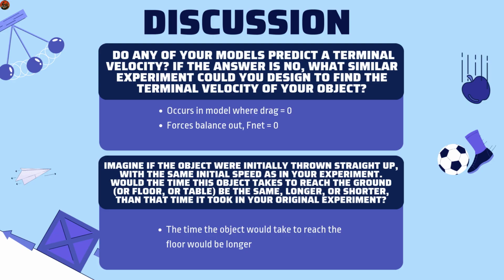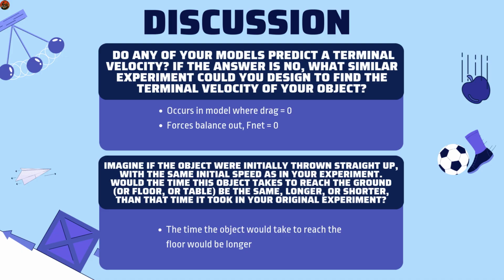For our discussion questions, we see the first one being: do any of your models predict a terminal velocity? If the answer is no, what similar experiment could you design to find the terminal velocity of your object? So terminal velocity occurs when forces balance out for F net to become zero, and we see terminal velocity happening in the model with drag, because the forces balance out.